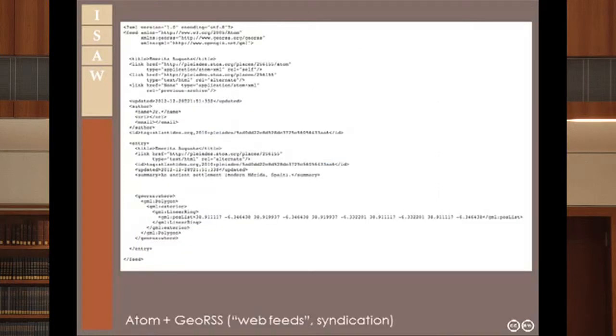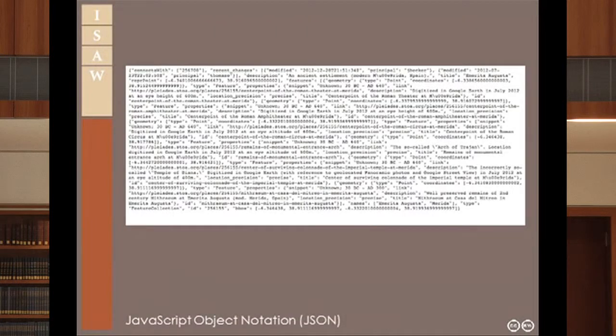We also, for the use of various kinds of applications, provide output in other formats, not just the HTML web page format you see there. For each place, for example, you can get an Atom feed with the added bonus of some GeoRSS tags containing the geographic information. We also provide JavaScript Object Notation serializations of our data, which makes it easy for third-party applications to work with our content.